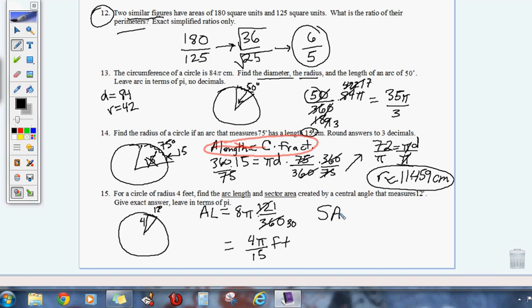The sector area, we're going to say, is equal to the same thing, except now we're going to multiply by the area of the circle. And the area of the circle is going to be 16 pi, pi r squared. But we're still multiplying by the same fractional part, 12 over 360. So when we simplify that, that comes out to 8 pi over 15, and that one would be in feet squared. Okay, so we're covering a nice area of problems here.